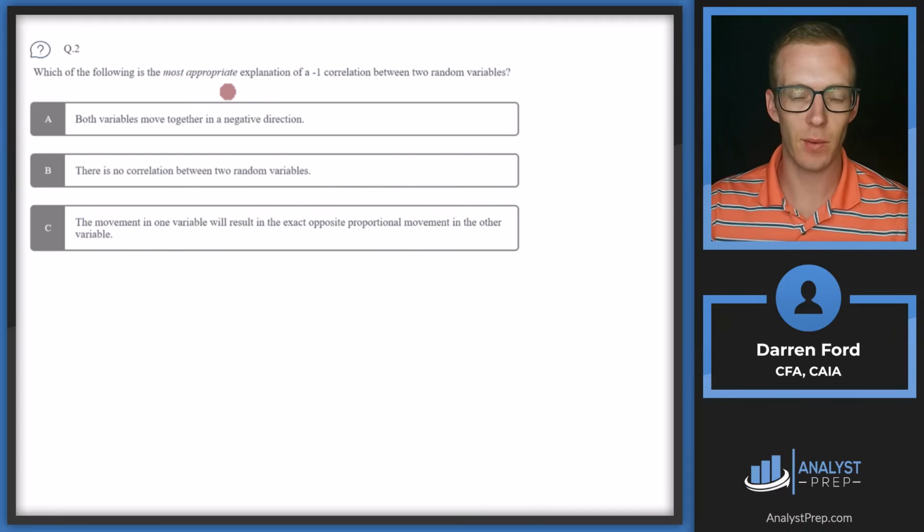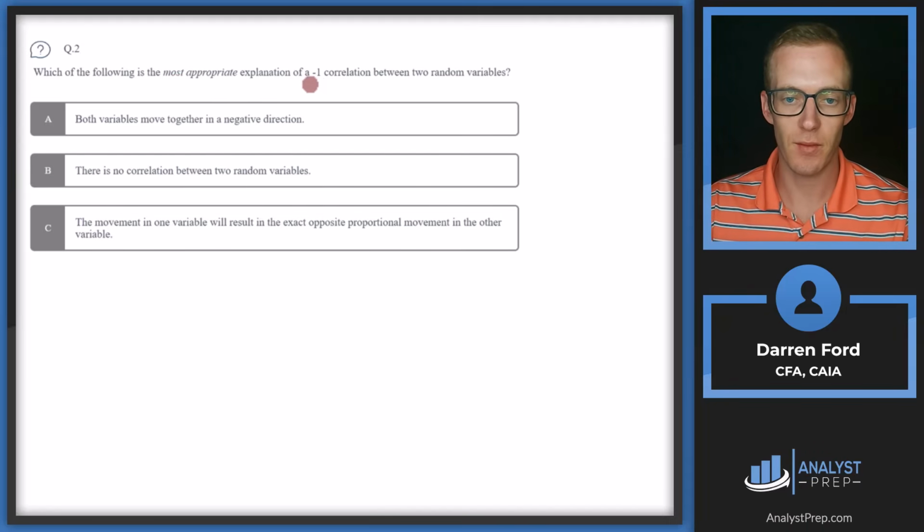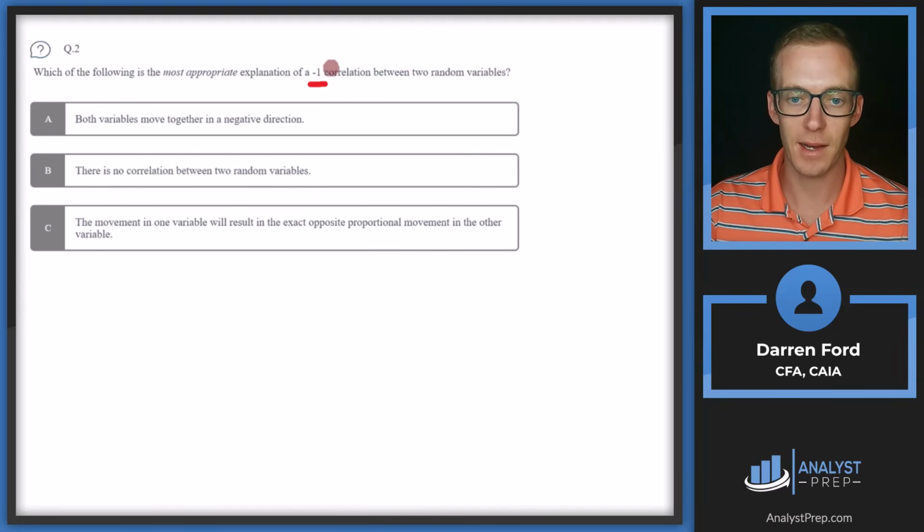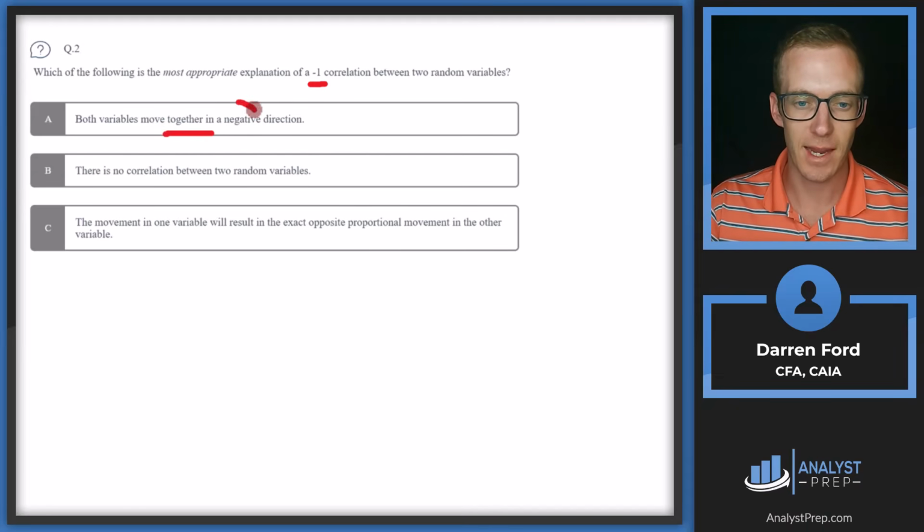Question 2. Which of the following is the most appropriate explanation of a -1 correlation between 2 random variables? So as a reminder, correlations can fall between -1 and +1 and can be anywhere in between. So -1 is basically the lowest possible correlation that 2 variables could have. So A, both variables move together in a negative direction. So both variables are going to move together, but not necessarily in a negative direction. When we have a -1 correlation, it essentially just means that they're going to be moving in opposite directions.